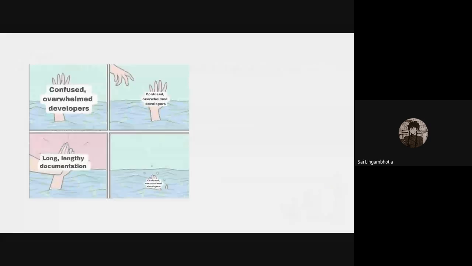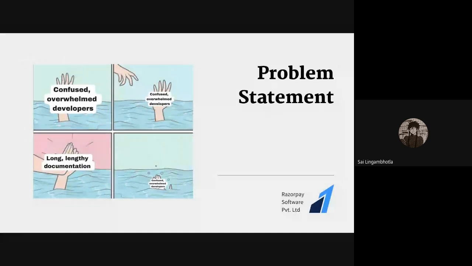Let's get started on a very light-hearted note with a meme. I'll give you all a moment to look at this meme. There is a drowning hand that is saying confused, overwhelmed developers, and somebody is trying to hi-fi it. It looks like they're coming to help, but it turns out they're just hi-fiing them. And the hi-fi turns out to be a symbolism for long and lengthy documentation, which leaves our developers more overwhelmed, more confused, and frustrated. It is very lighthearted when we look at it in hindsight, but when we encountered this problem, we were very, very confused.